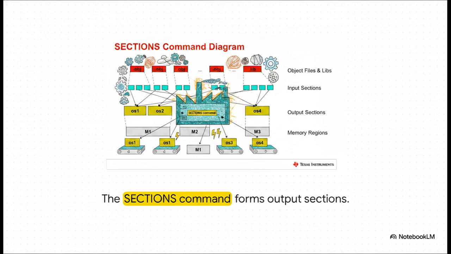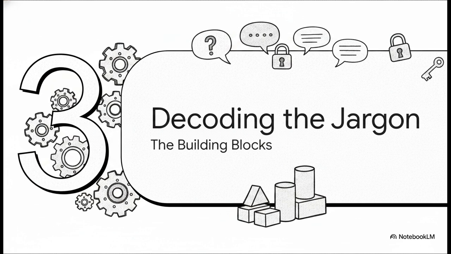The sections command takes those little input sections, groups them together based on your rules, and builds the finished product, the output sections, labeled here as OS1, OS2, and so on. Finally, it drops those assembled output sections right into the memory regions, M1, M2, M3, that you just named using your memory command. Section 3, Decoding the Jargon, the Building Blocks.